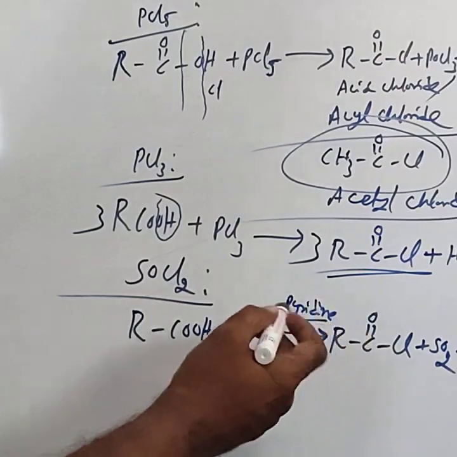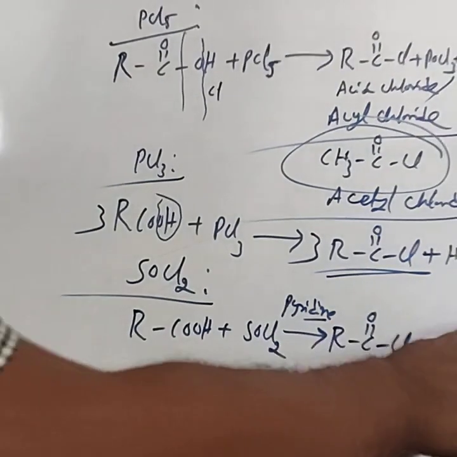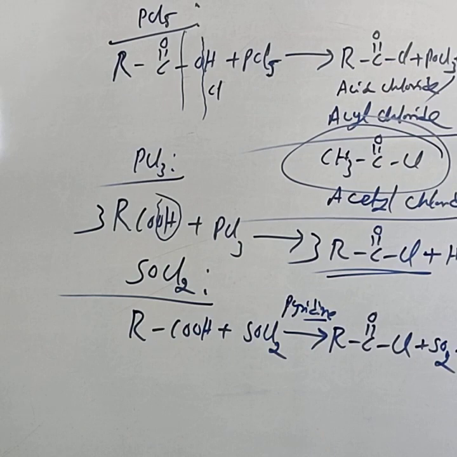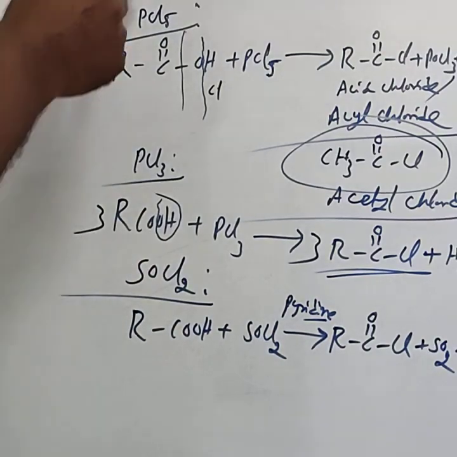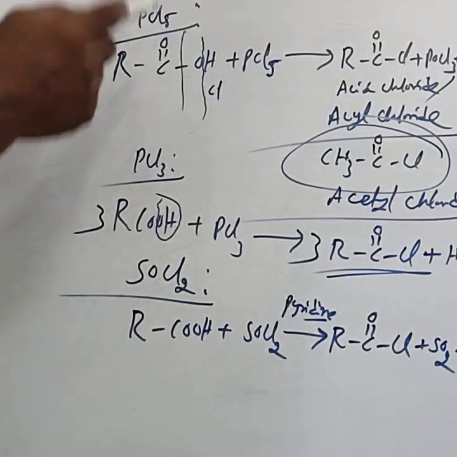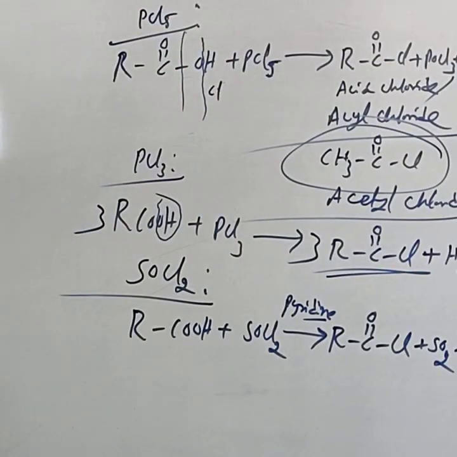The role of pyridine is to remove the HCl. Pyridine is basic in nature. HCl is acidic in nature. To remove that HCl, we take pyridine as a catalyst. This is about the reaction with PCl5, PCl3, and thionyl chloride. With all these three reagents, the main product formed is the acyl chloride, acid chloride. The acyl chloride formula is RCOCl.